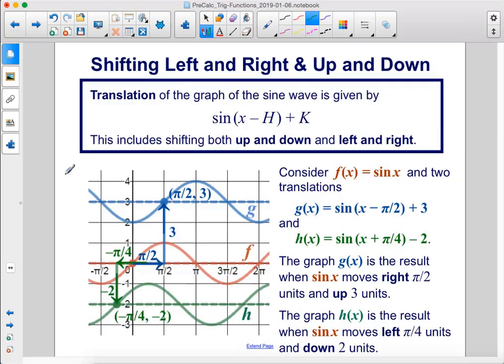A translation of the graph of the sine wave is given by sine of x minus h plus k. This includes shifting both up and down and left and right. Consider f of x equals sine x, here in red, and two translations: g of x equals sine of x minus pi over 2 plus 3, and h of x equals sine of x plus pi over 4 minus 2. The graph g of x is the result when sine moves right pi over 2 units and up 3 units. The graph h of x is the result when sine of x moves left pi over 4 units and down 2 units.